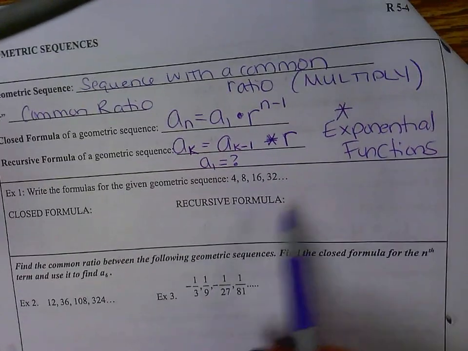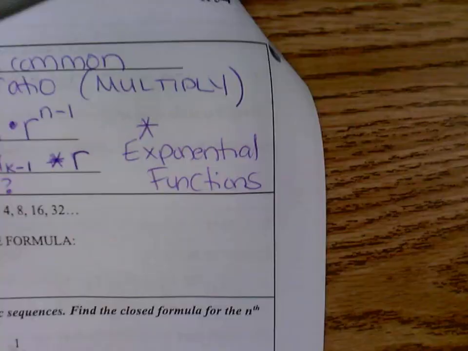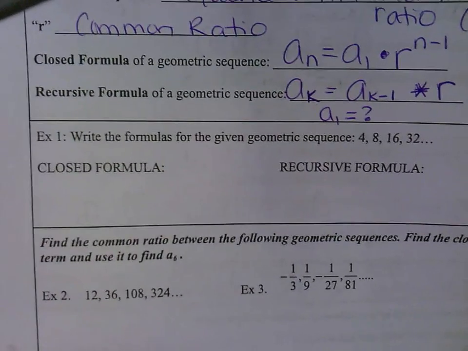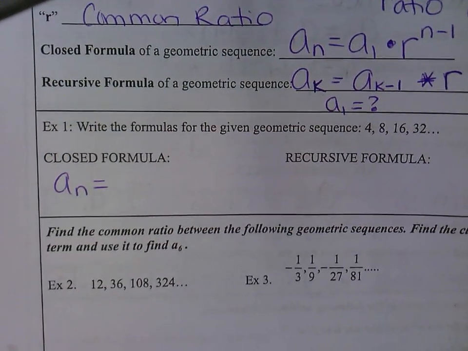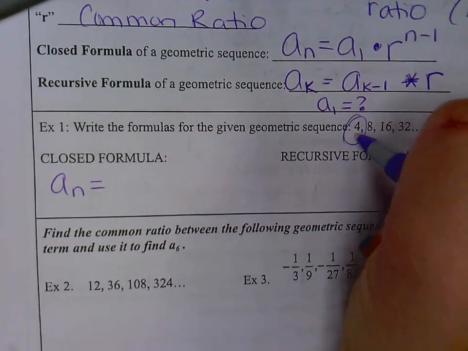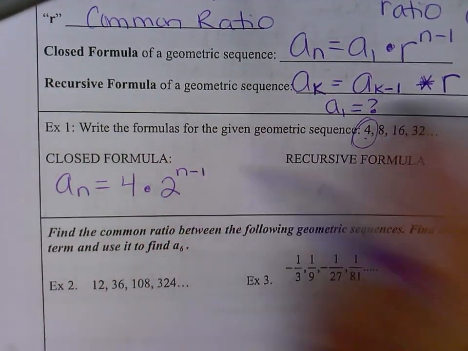But can anyone tell me what's the common ratio in this example? Yeah, it's just multiplying by 2 every time. So if I was going to write it as a closed formula, where am I starting? I'm starting at 4. So I write 4 times 2 raised to the n minus 1 power.